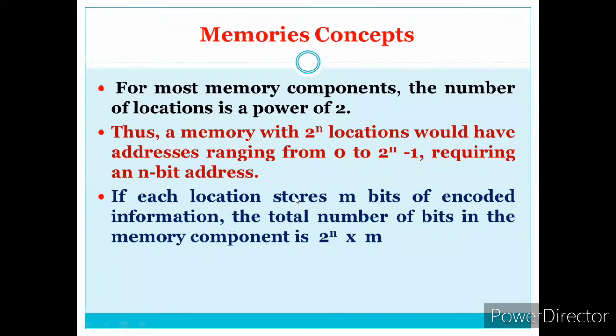So each location stores m bits of encoded information. The total number of bits in the memory component is, now how many locations do we have? 2 raised to n. Each register has m bits. So this is the standard representation of any memory system, where 2 raised to n represents the number of memory locations, and each location consists of m bits. This is the most important thing to understand.